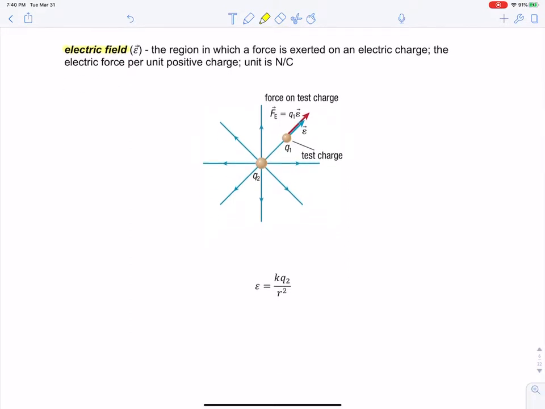We can determine the magnitude of the electric field using the equation E equals kQ over r squared, where k is Coulomb's constant, which is 8.99 times 10 to the power of 9 newtons times meters squared per coulomb squared, and r is the distance to this point charge.